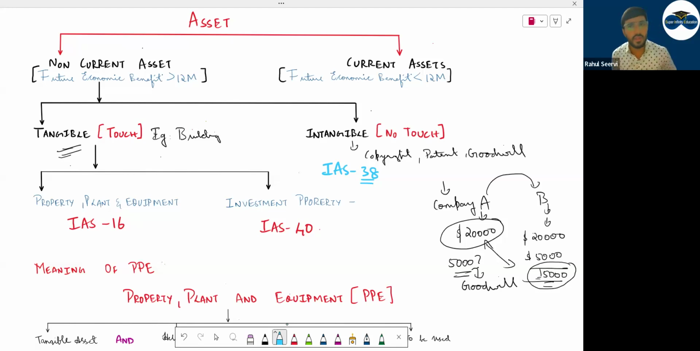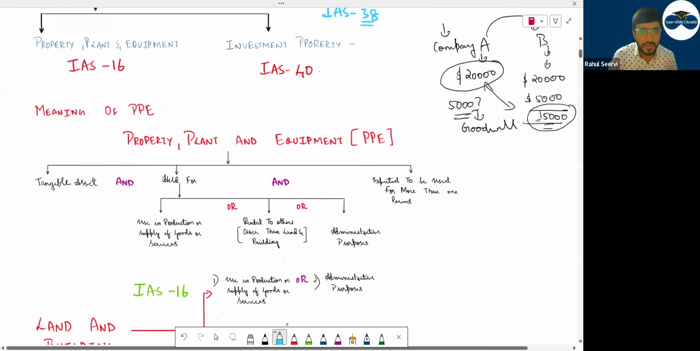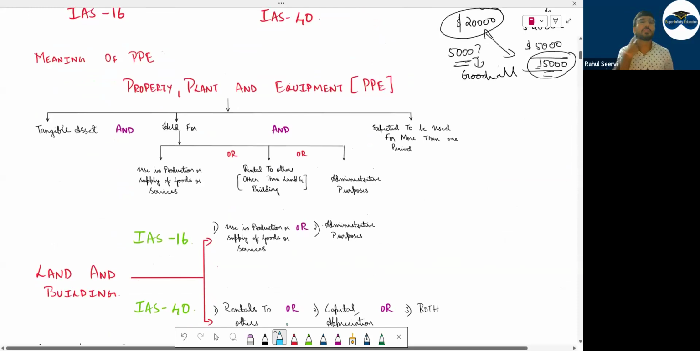Any doubts in this? Type of asset, what are the types, etc. Now coming to the first point, the definition. The meaning of PPE. What does PP mean? Three important points you have to keep in mind. The first point is tangible asset. Tangible asset means you can touch or see it.